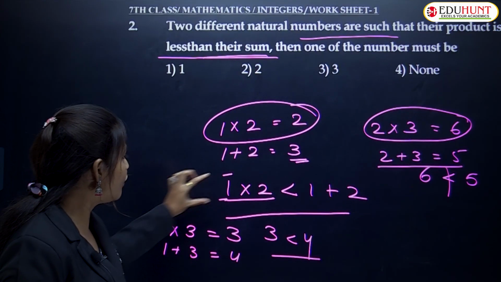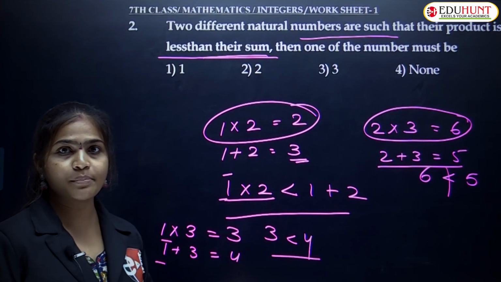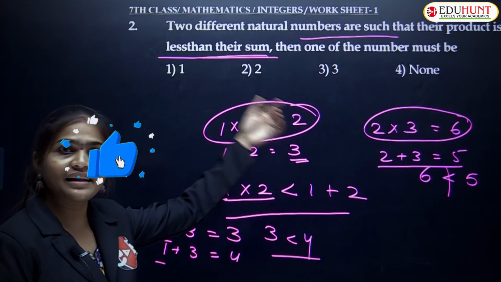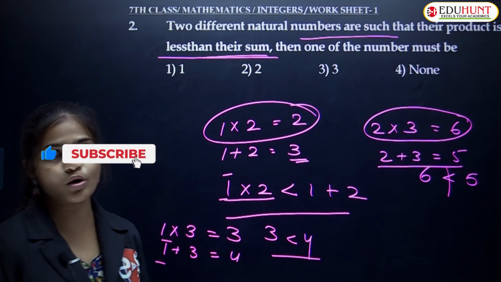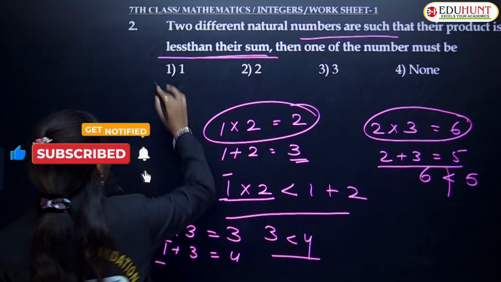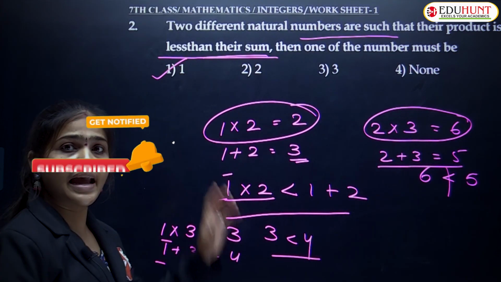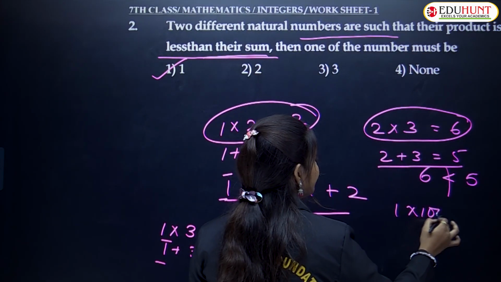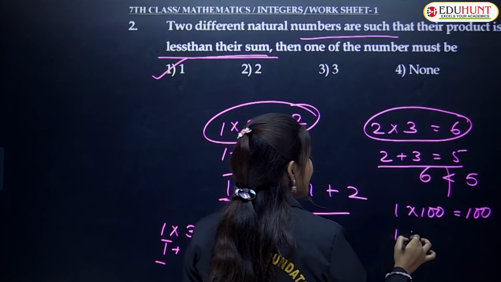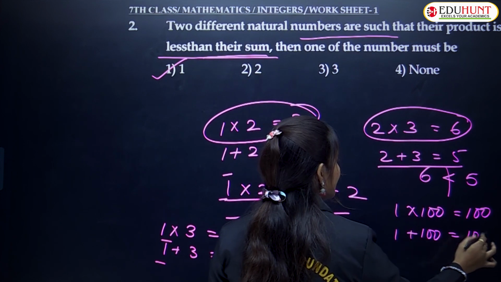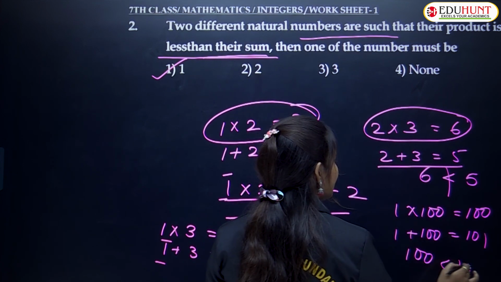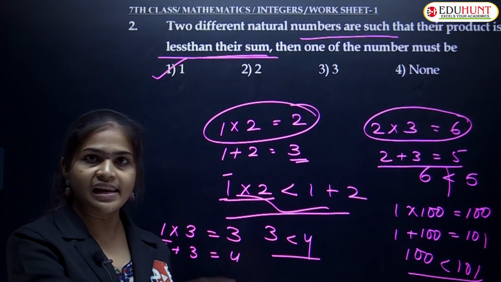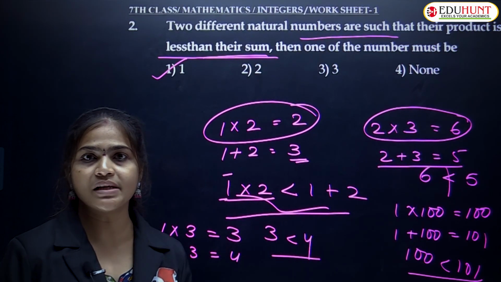If you take one of the numbers as 1, then only this condition will be possible. If you take any other numbers, then that condition is not possible. So it is always possible with 1 and another number, whatever it may be. If you take 1 into 100, you will get 100, and 1 plus 100 is 101. Here also 100 is less than 101, so this condition is satisfied. 1 into 1 lakh, then also that condition will be possible.